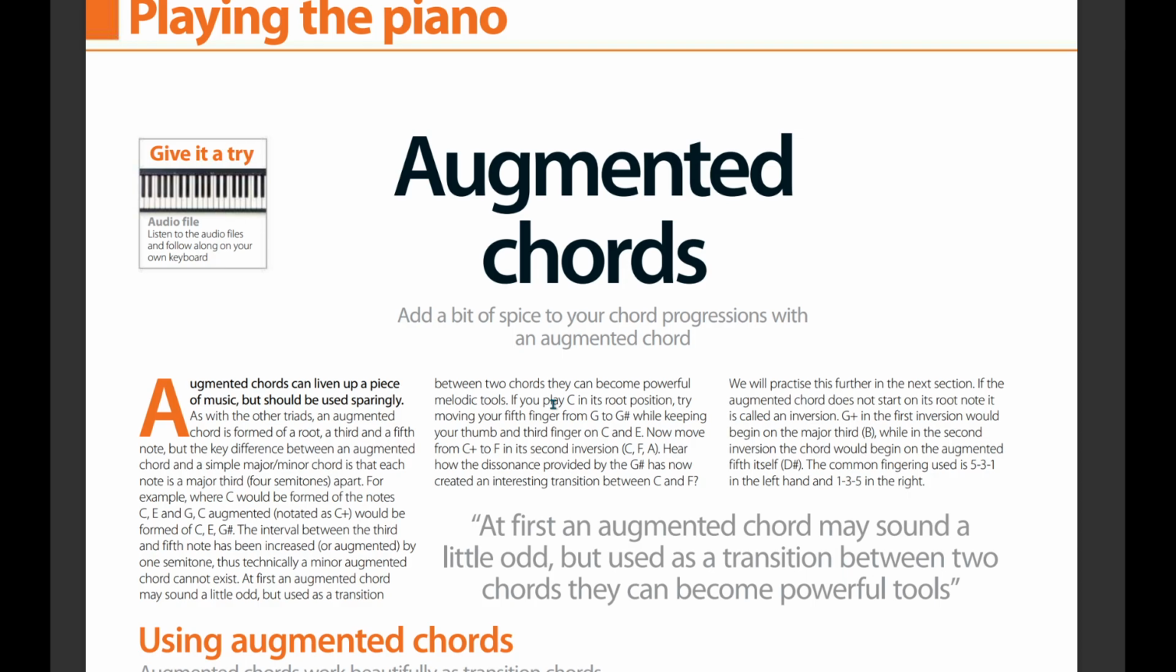An augmented chord does not have to start on the root note. This is called inversion. G plus, the first inversion, will begin on the major third, B, while the second inversion of the chord will begin on the augmented fifth itself, D sharp. The common fingering used is 5-3-1 in the left hand and 1-3-5 in the right.